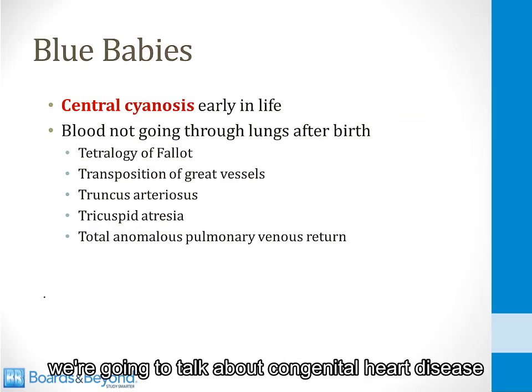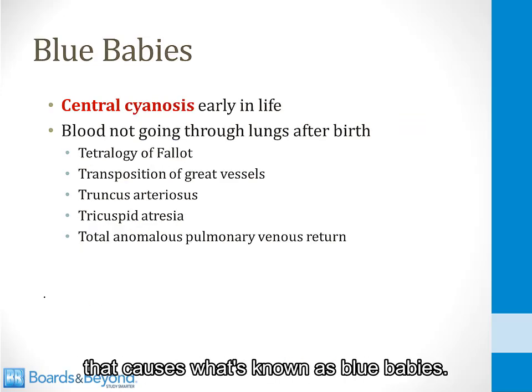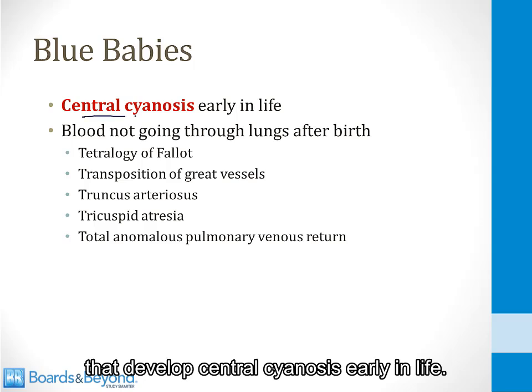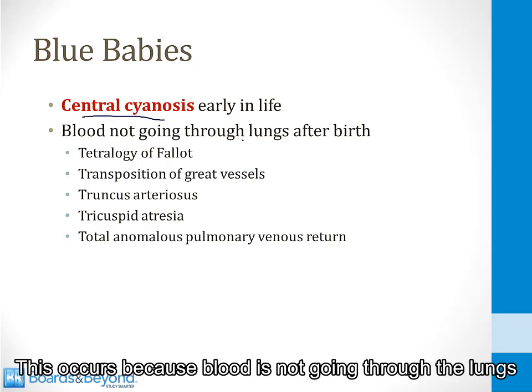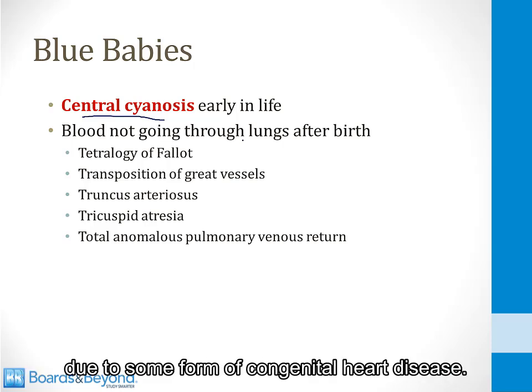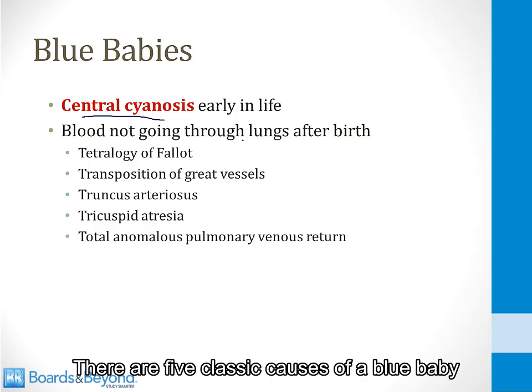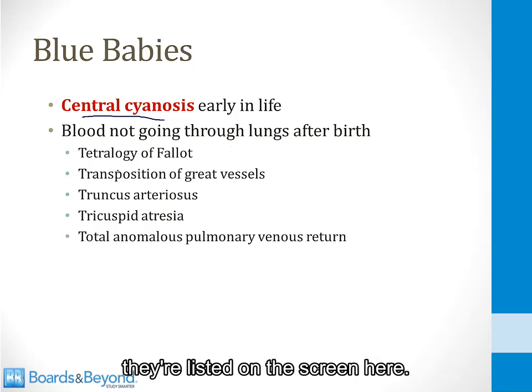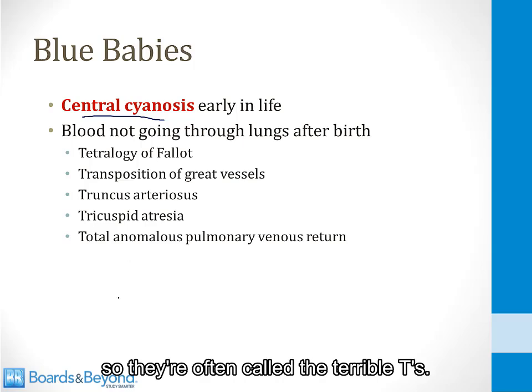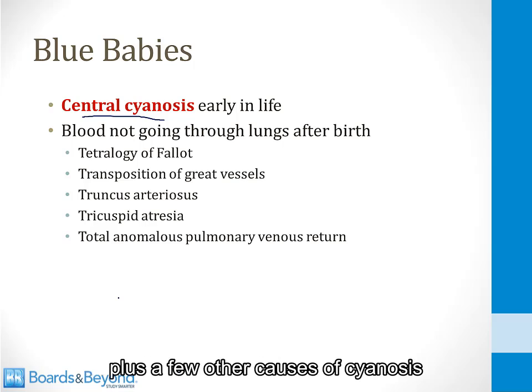In this video, we're going to talk about congenital heart disease that causes what's known as blue babies. So these are babies that develop central cyanosis early in life. This occurs because blood is not going through the lungs due to some form of congenital heart disease. There are 5 classic causes of a blue baby. They're listed on the screen here. They all start with T, so they're often called the terrible T's. So we'll talk about all 5 of these causes, plus a few other causes of cyanosis that can occur in babies.